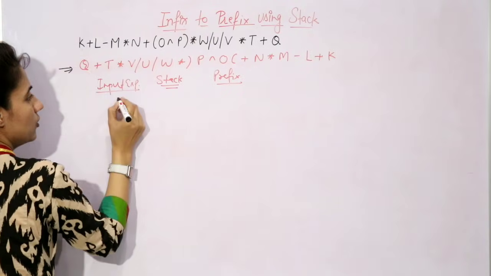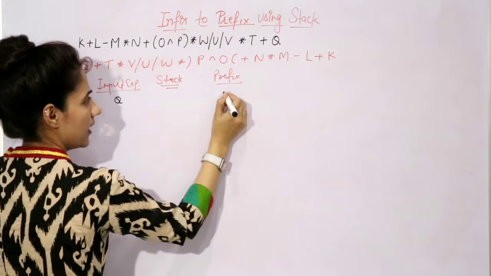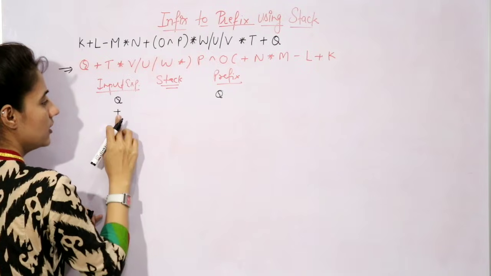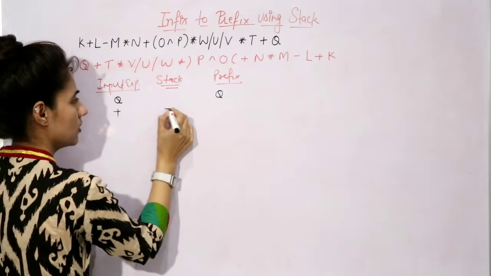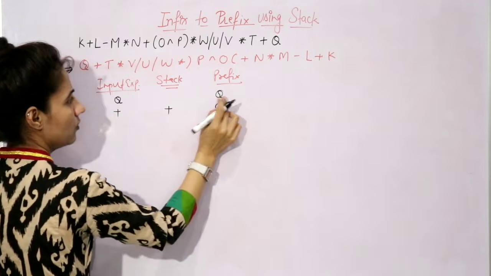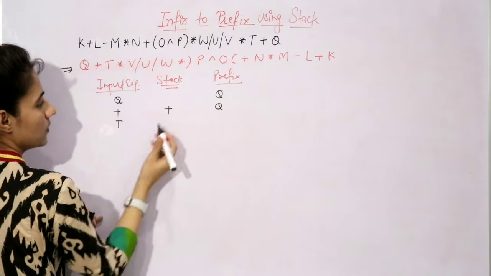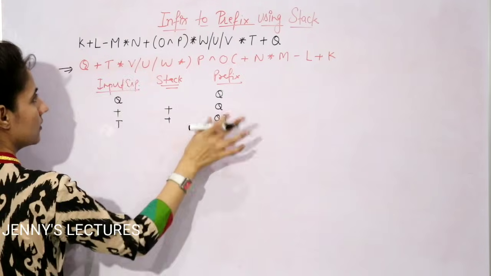Now here we have Q. So we are not going to push anything into the stack. If an operand is there, directly print it. Fine. Next, plus. This is what? Operator. Now see, is there anything in the stack? No, directly push it. Now we have Q in this prefix expression only. Now we have T. Nothing to push in the stack, directly write it down here, print it, right?